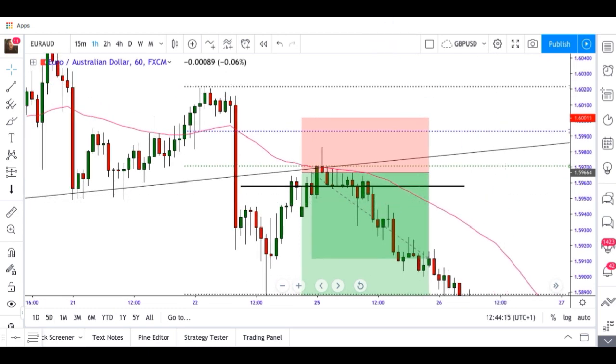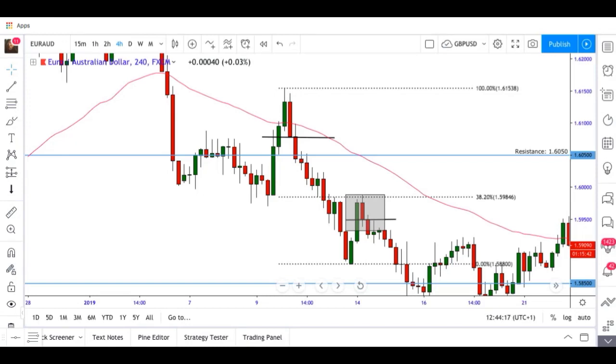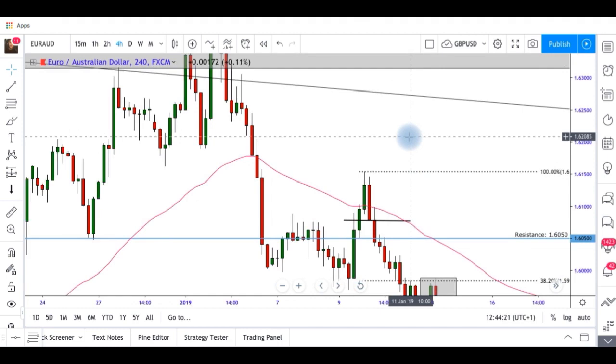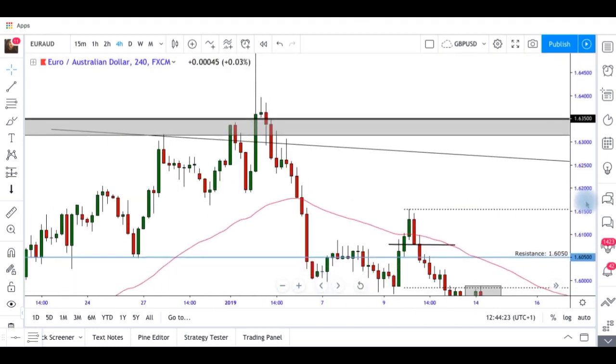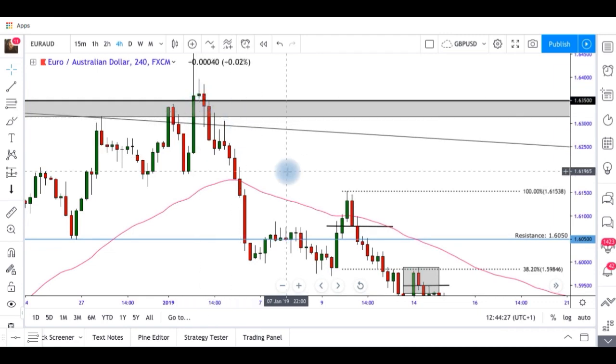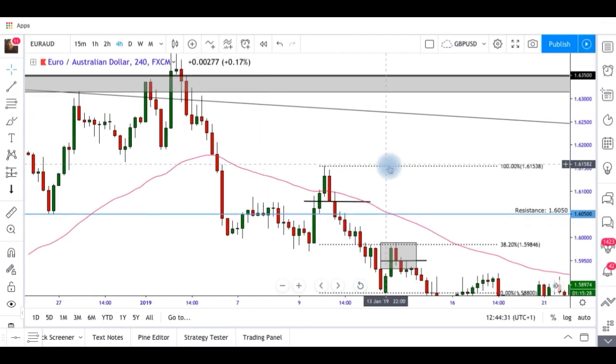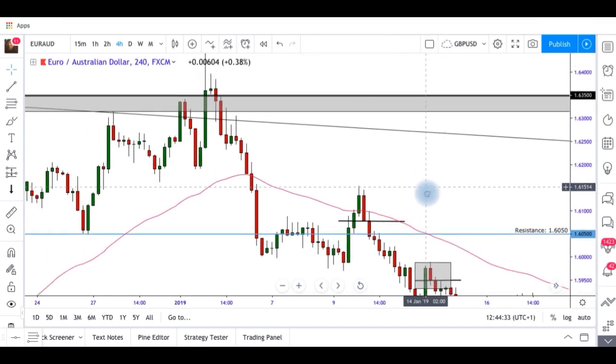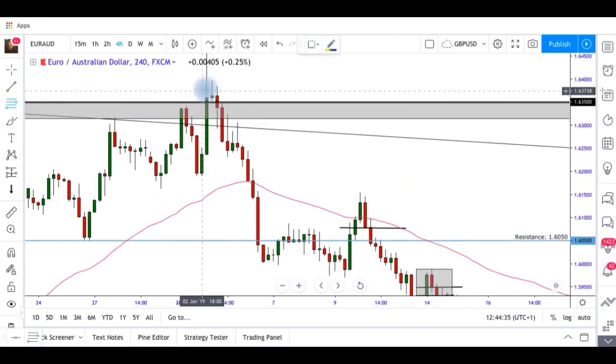So that's another example. Now another example here is, again, Euro AUD. Now, as you can see, we had this huge sell-off, okay? Massive sell-off, some major resistance at 1.6350. Now, the first thing that I do with you guys, that I teach you, is the moment price stops, you put a fib on it, okay?